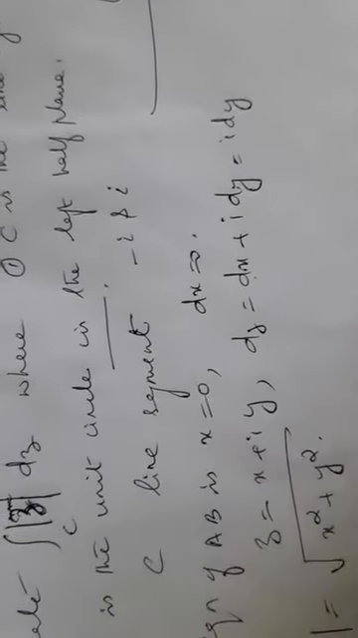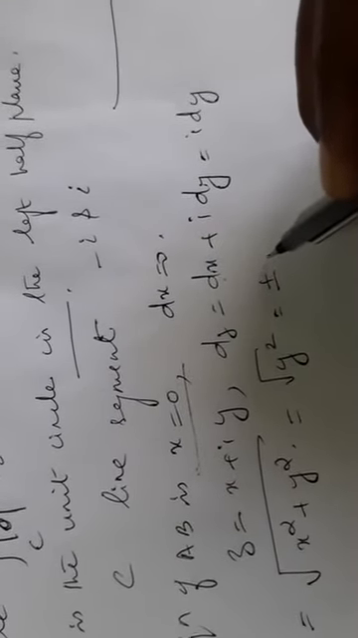And what is mod z? Our integral is the integral over C of mod z. So mod z is root of x square plus y square. And the equation of AB is x is 0, so it becomes root of y square. Okay. Root of y square, that is plus or minus y.